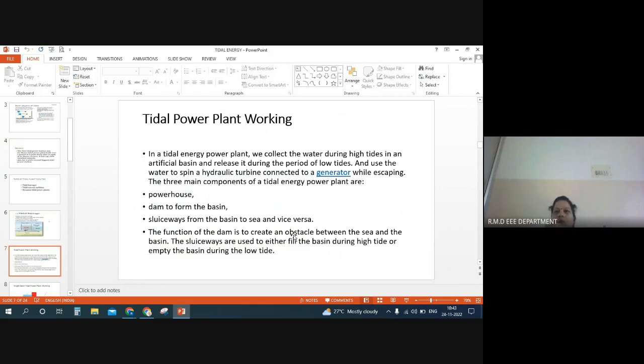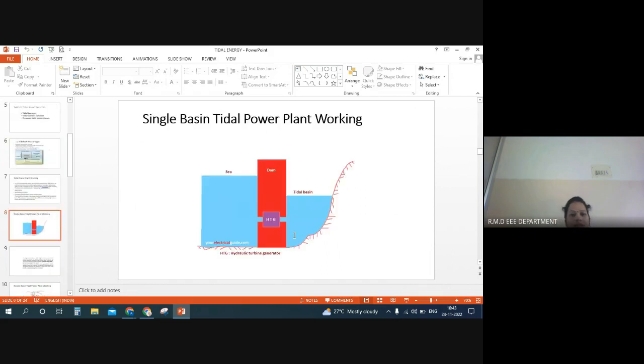So in order to do this process, we need a powerhouse and a dam to form the basin, and also to permit the water, we need sluiceways, which permit the water to go from the basin to the sea and vice versa, right? The main function of a dam is to create an obstacle between the sea and the basin. So the sluiceways are used to either fill the basin during the high tide or empty the basin during the low tide. And we have different types of tidal power basin.